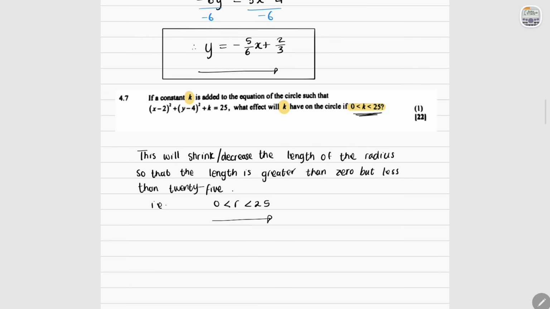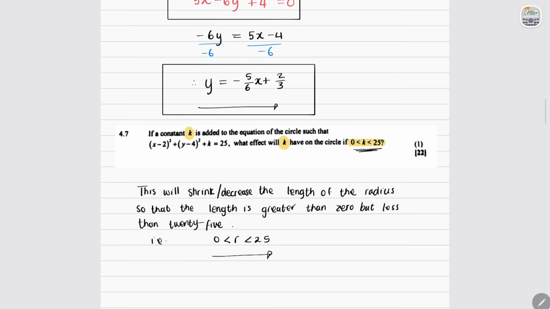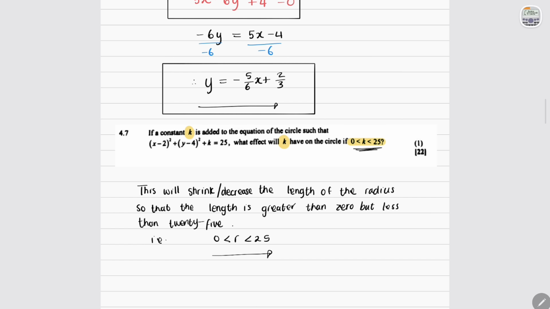And that is the last question for the analytical geometry section of this paper. And I will see you guys in trigonometry.